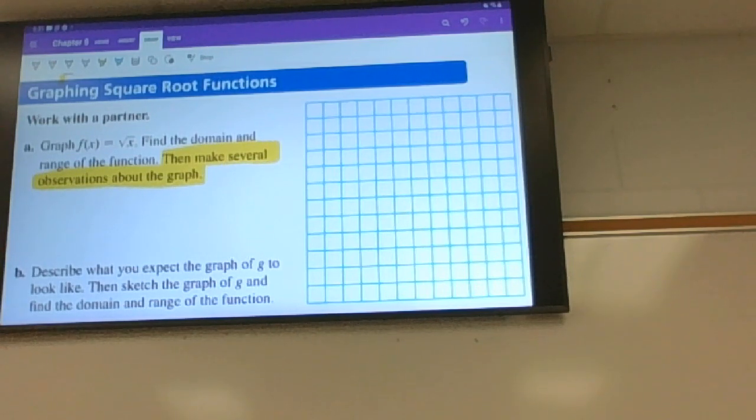What, Libby? Why are you on the phone? Do you want to add to the... I don't think she's paying attention. Actually, yeah, we're talking about the observations of the graph.